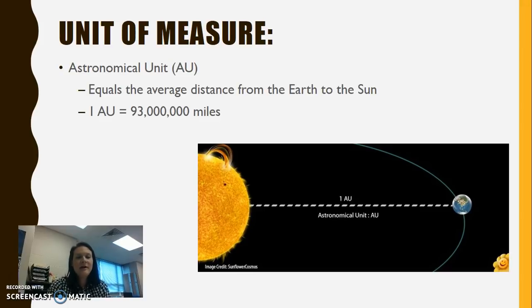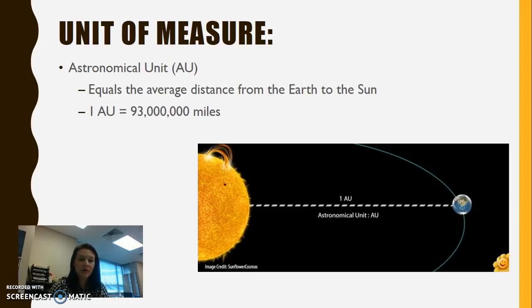The first thing you need to write down is that there's a different unit of measure that we use for the solar system. A light year is way too big to be using for our solar system. The number would be incredibly small. So instead we use something called an AU, which is an astronomical unit. 1 AU is equivalent to how far away the sun is from the Earth. So that's our distance. 1 AU is approximately 93 million miles. That's how far away we are. We need to write that down.